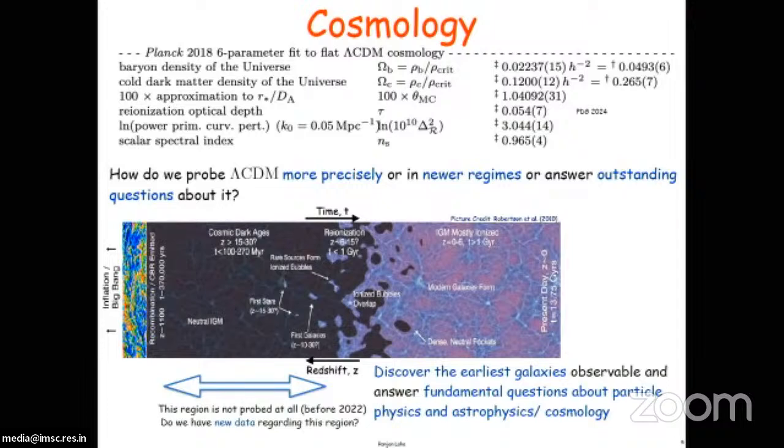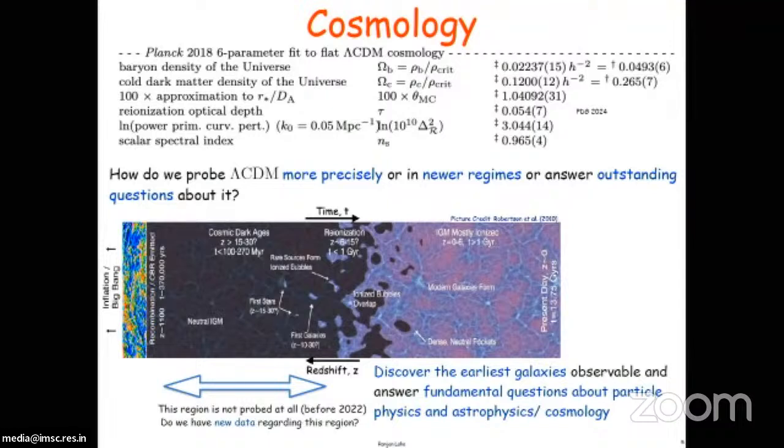This is a screenshot I took from the PDG of the PDG recommended values of the 6-parameter lambda CDM cosmology. What are the values of the parameters? The baryon density, these numbers are known extremely well, the cold dark matter density, and at least for the purpose of this talk, the scalar spectral index. These numbers are known to less than 1% accuracy. That's how well we know the early universe.